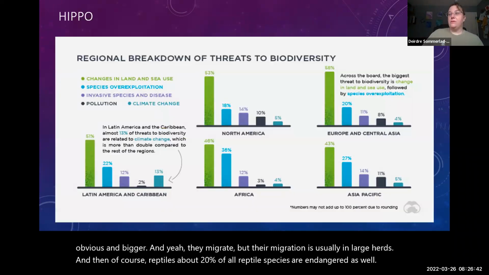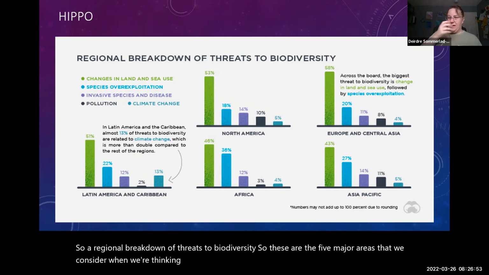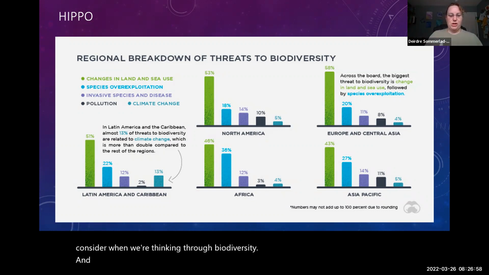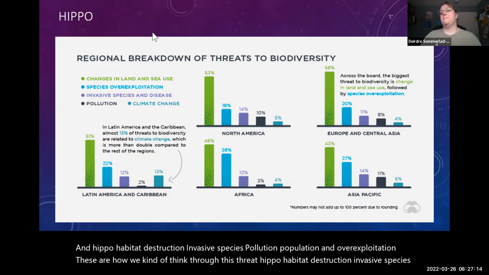So, a regional breakdown of threats to biodiversity. These are the 5 major areas that we consider when we're thinking through biodiversity: HIPPO, habitat destruction, invasive species, pollution, population, and overexploitation. This is how we think through these threats.